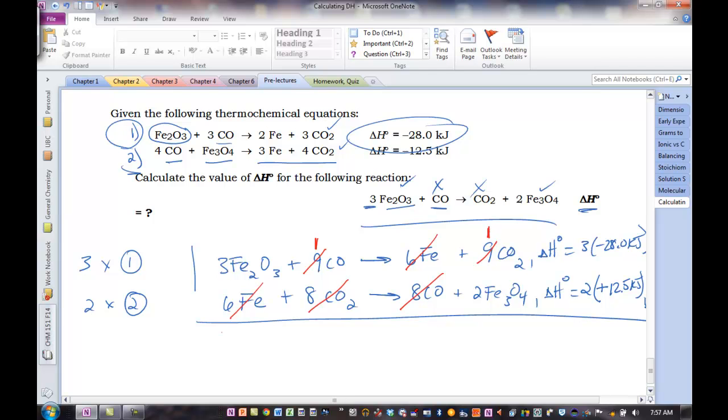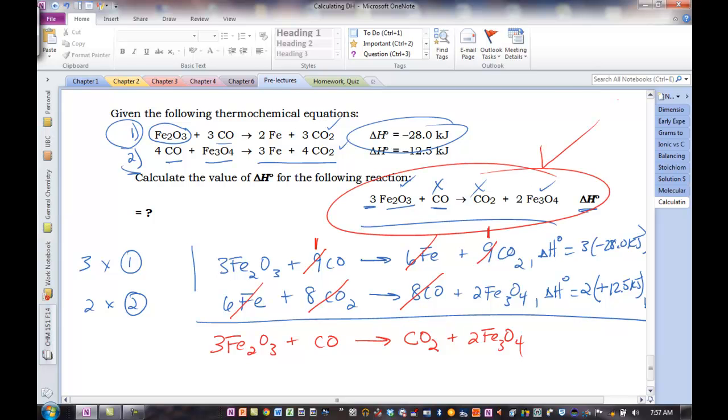All right, does that add up? 3 moles of Fe2O3, 1 mole of CO, going to 1 mole of CO2, and 2 moles of Fe3O4. Is that what we want? Yep, sure is. So we manipulated those 2 equations. You can see this one was a little bit more complex than the previous example. Sometimes you'll have 3 or 4 equations that you have to put together, not just 2. So it can get a little bit more difficult than this.